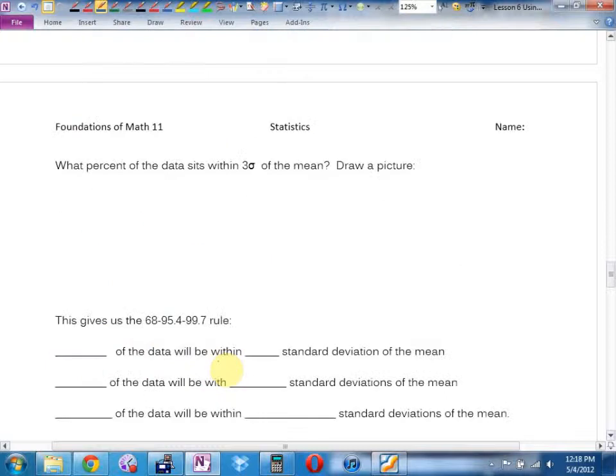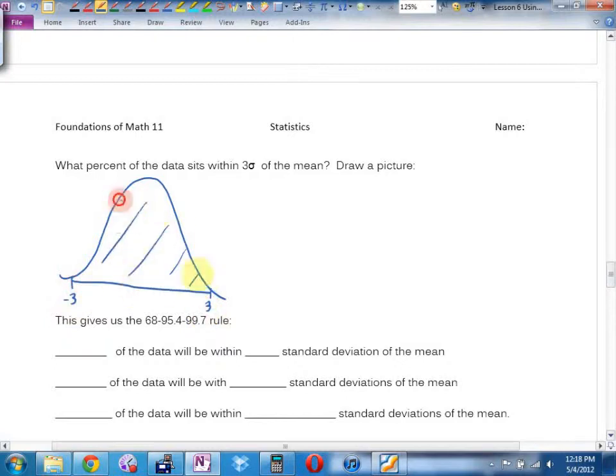Hey, what percent of the data sits within 3 standard deviations of the mean? Draw a picture really quickly. What we're saying is, how much is between -3 and +3? On your calculator, make the lower value -3, the upper value +3. What percent of the population is within 3 standard deviations of the mean? In fact, we call this the 68, 95, 99.7 rule. 95.4, but often we won't care about the 0.4. We do care about the 99.7 because that's almost everybody but 0.3% of the population.